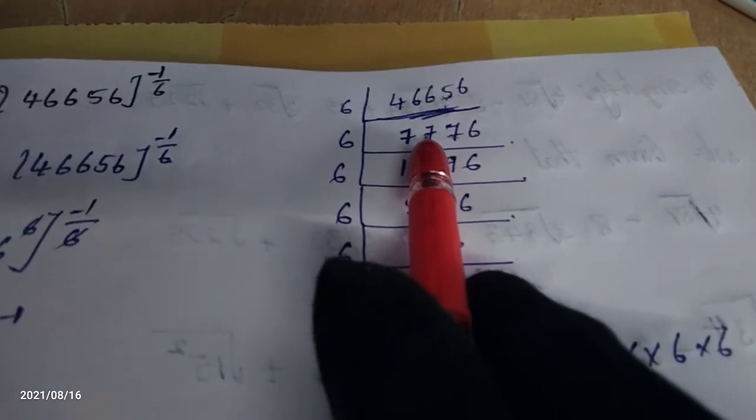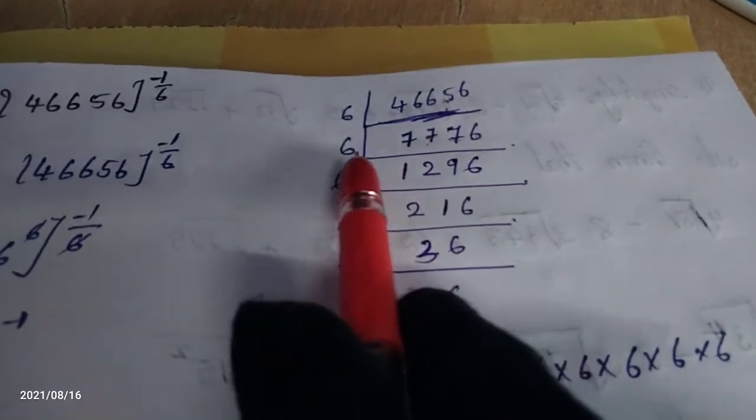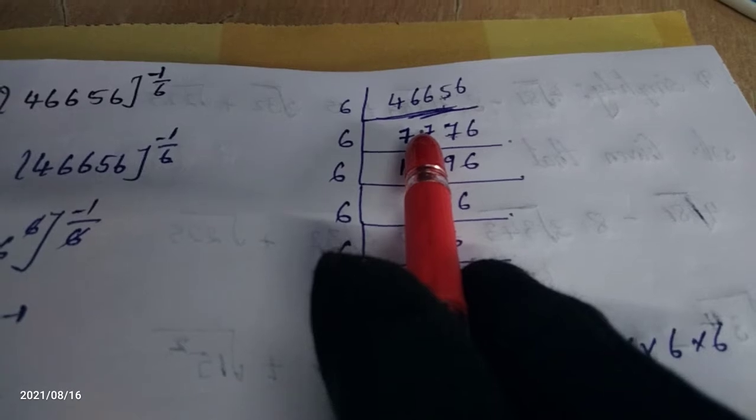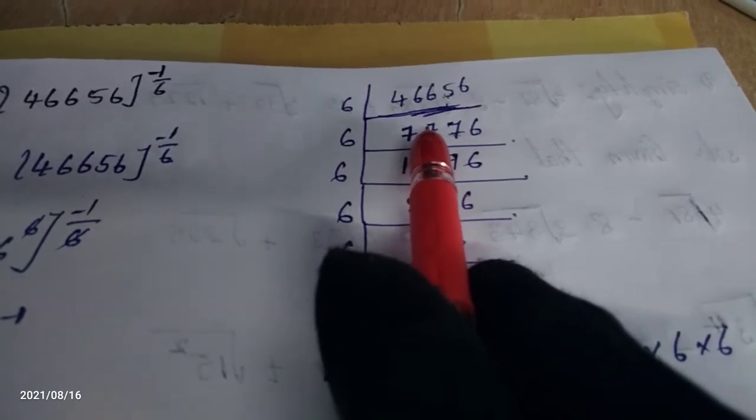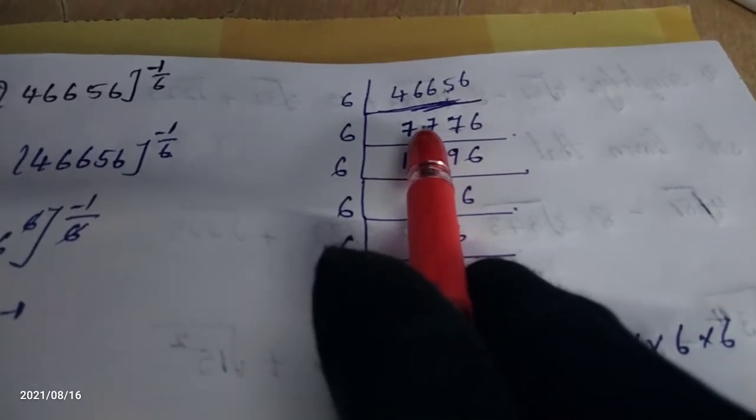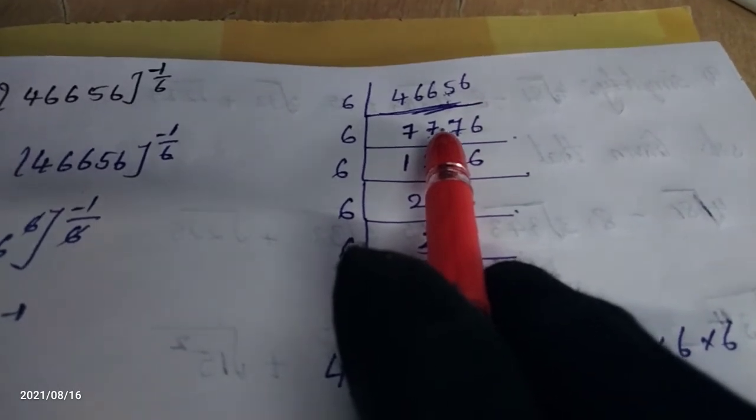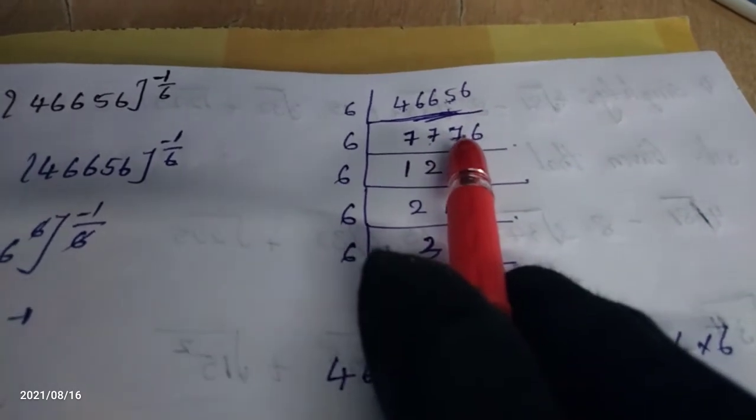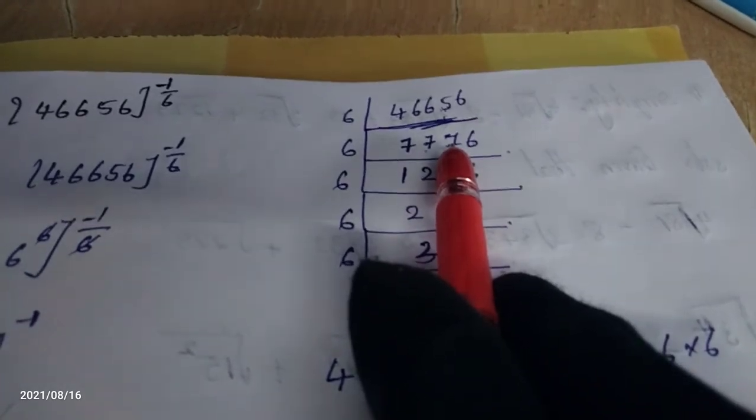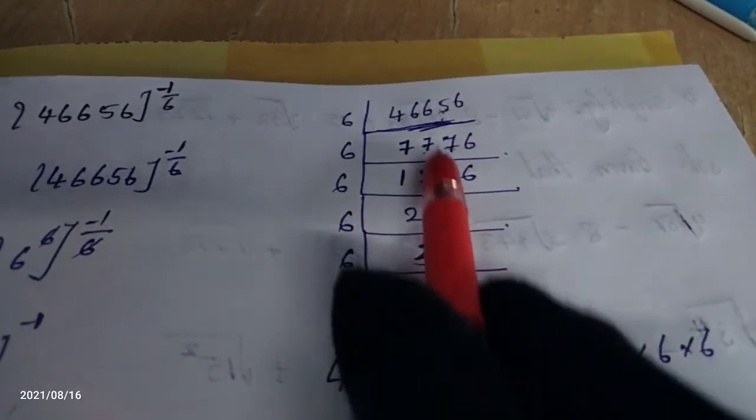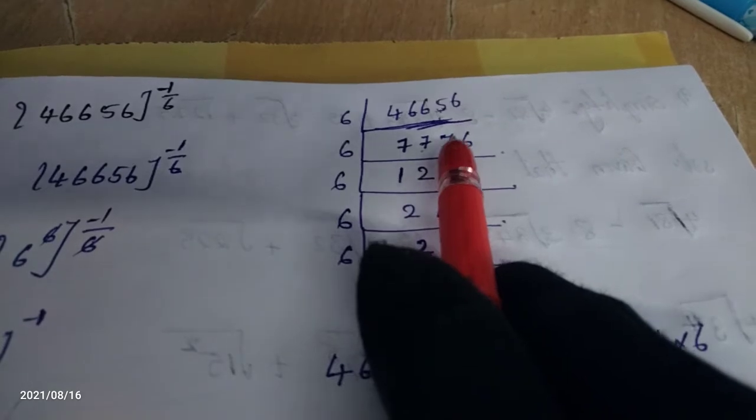17 is not divisible by 6, so we are taking 12. Okay, 6 2s are 12, so we are considering 12. Here we have 17, so 5 is left, and when we put the next digit here it becomes 57. 57 is not divisible, so we are taking 54. 6 9s are 54. How much is left here? 3.